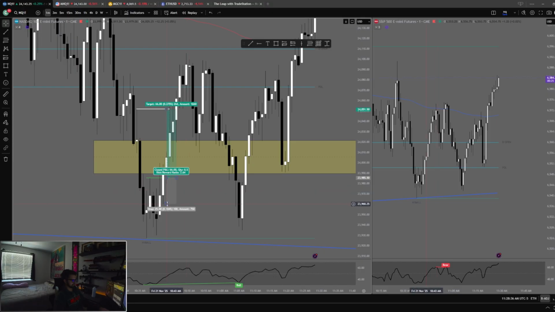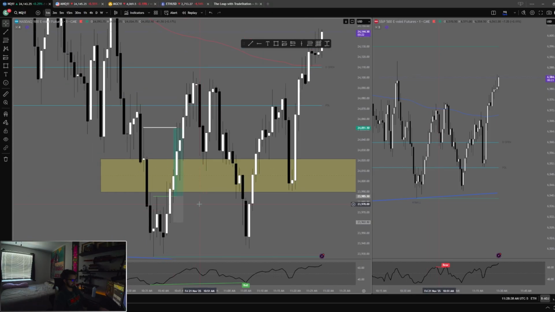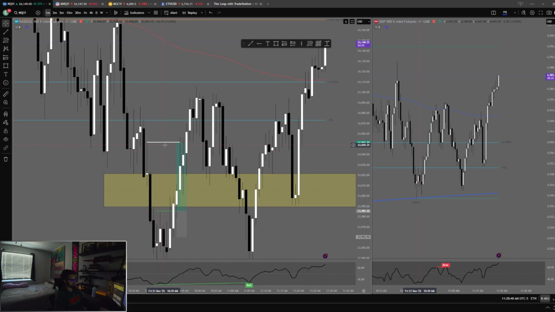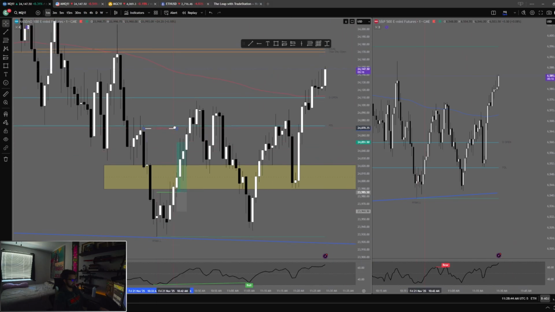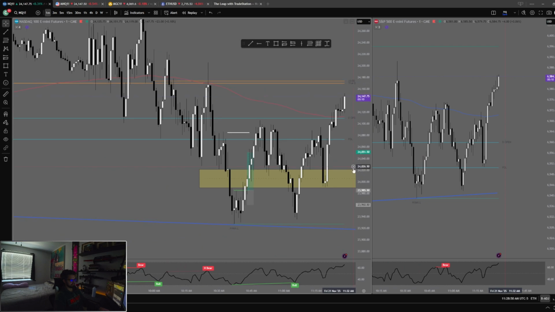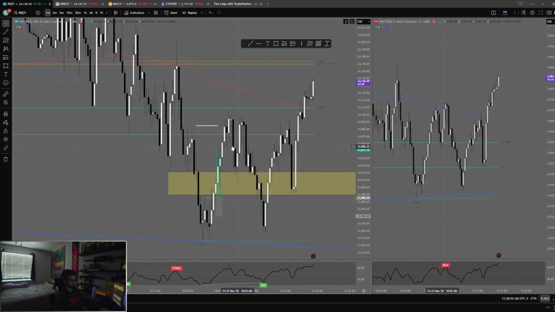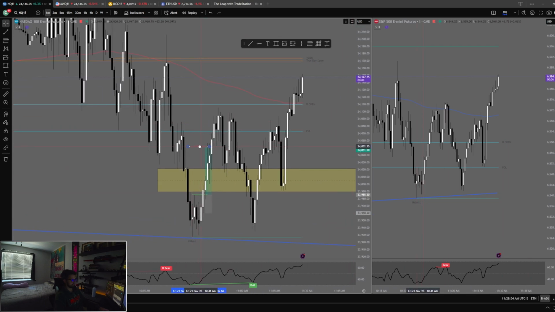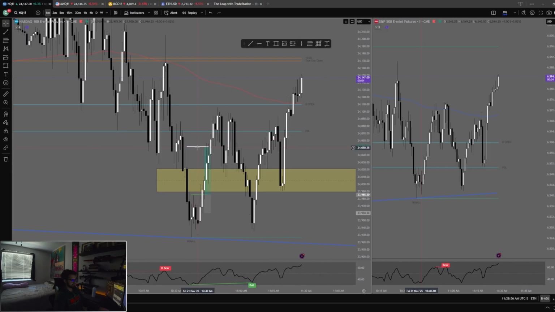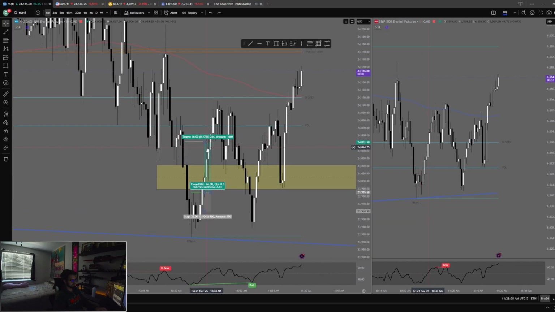I set my stops just to the candle's low that broke the structure, and for TP, I just targeted the internal high. I could have held for longer and targeted this second high up here, but with how price is moving today, I was just playing it safe. I sized down and played it conservatively. So that was the setup.